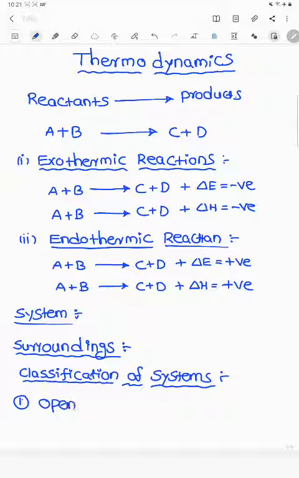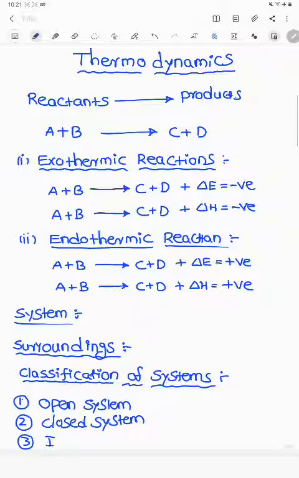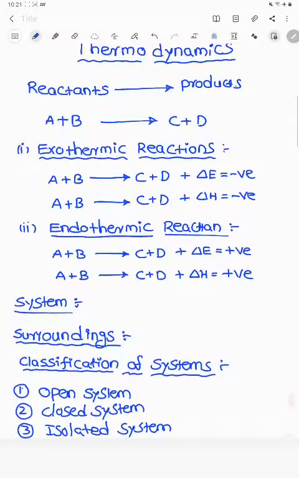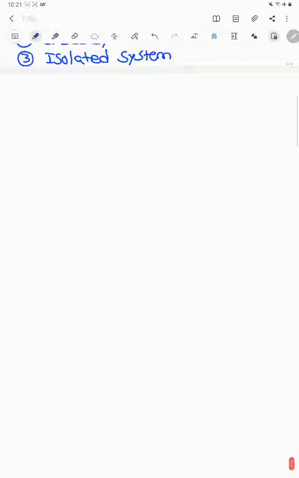open system, second one closed system, third one is isolated system. First, open system.